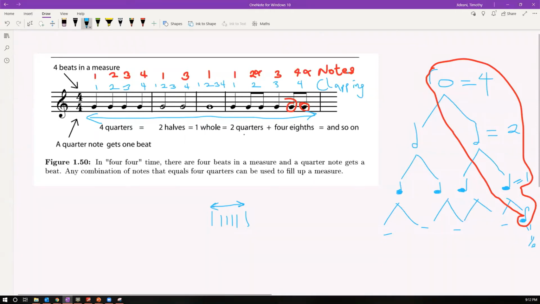Okay, so 1, 2, 3, 4, 1, 2, 1, 2, and 3, 4, and. Okay, so I'm going to repeat this. I'm going to start from here. I'm going to start from this whole note now. I'm going to start from that one. I'll repeat this one.